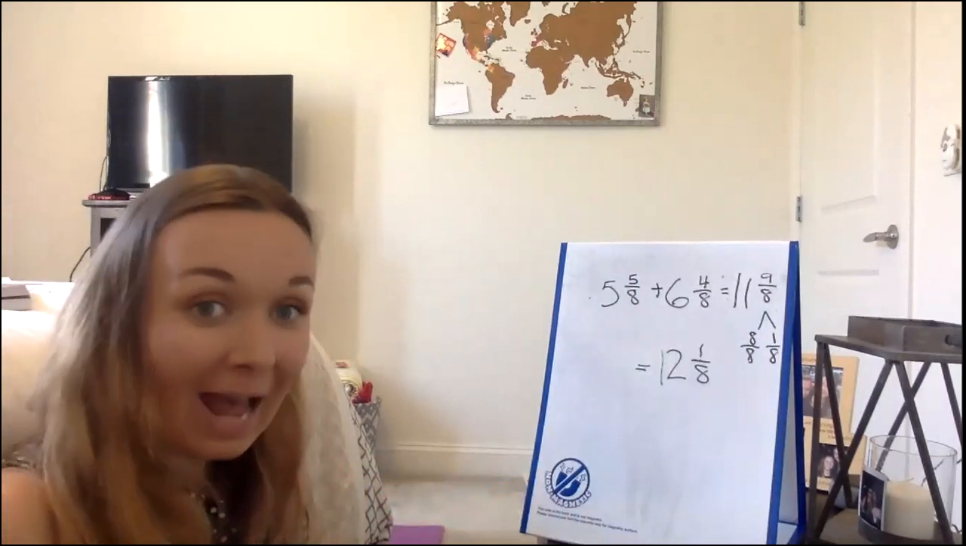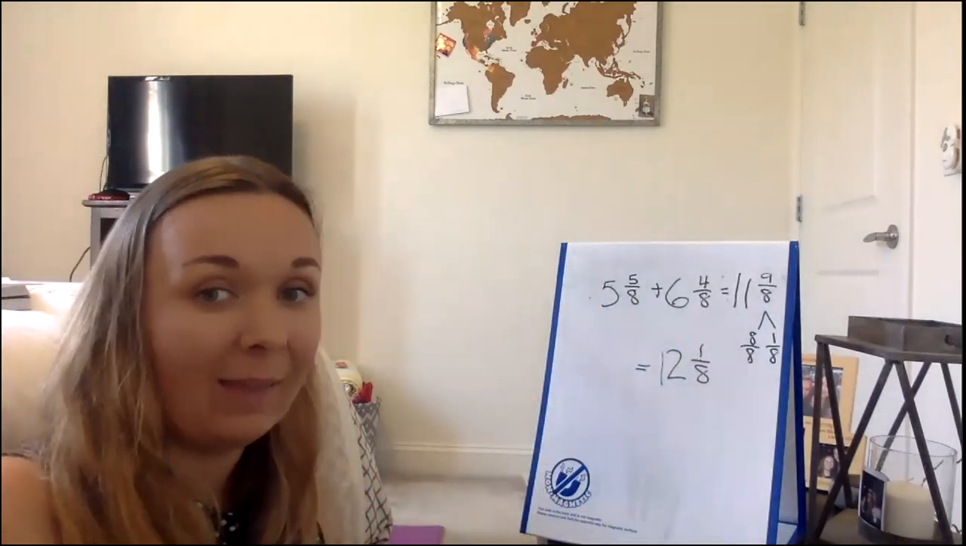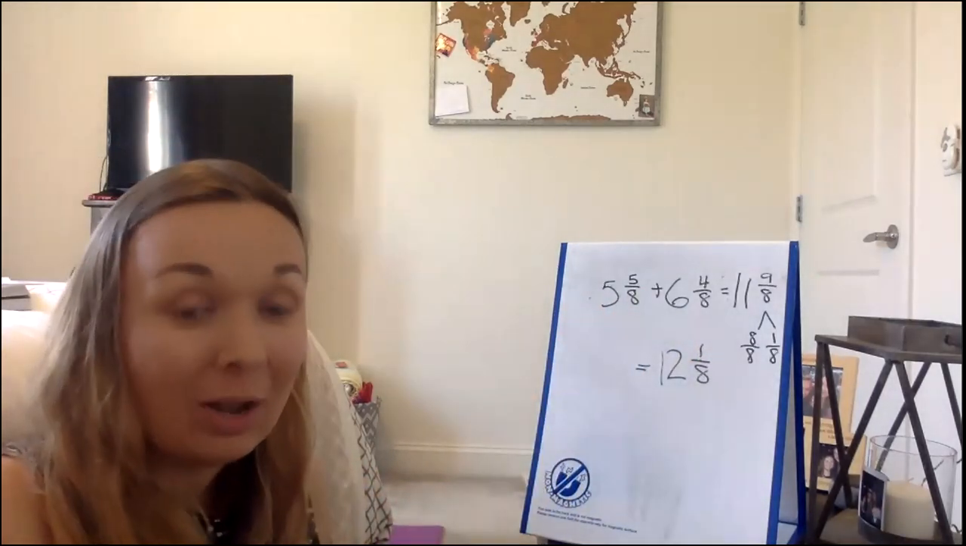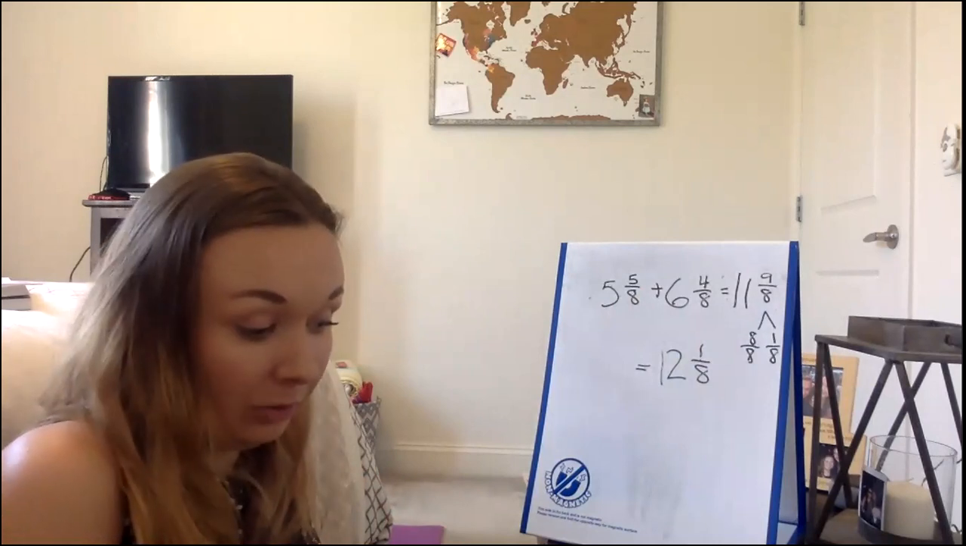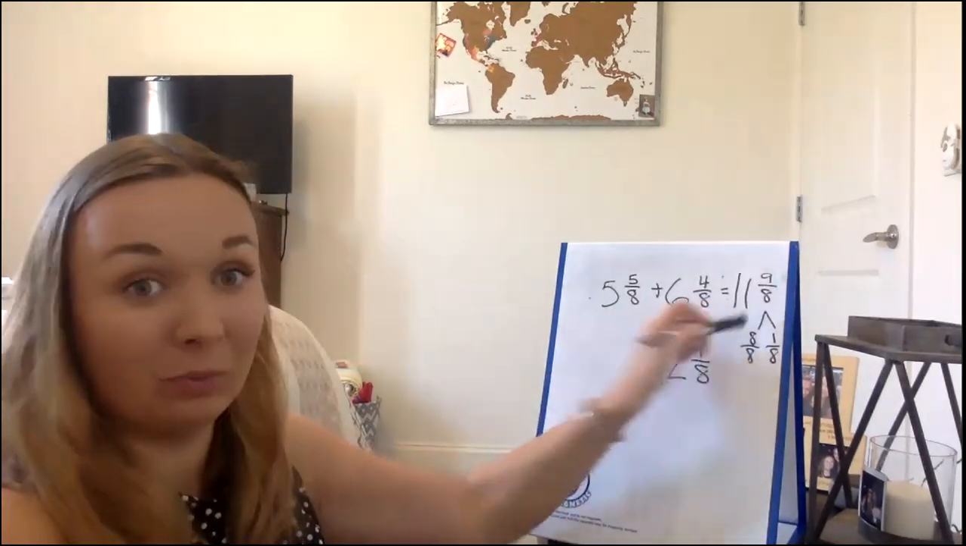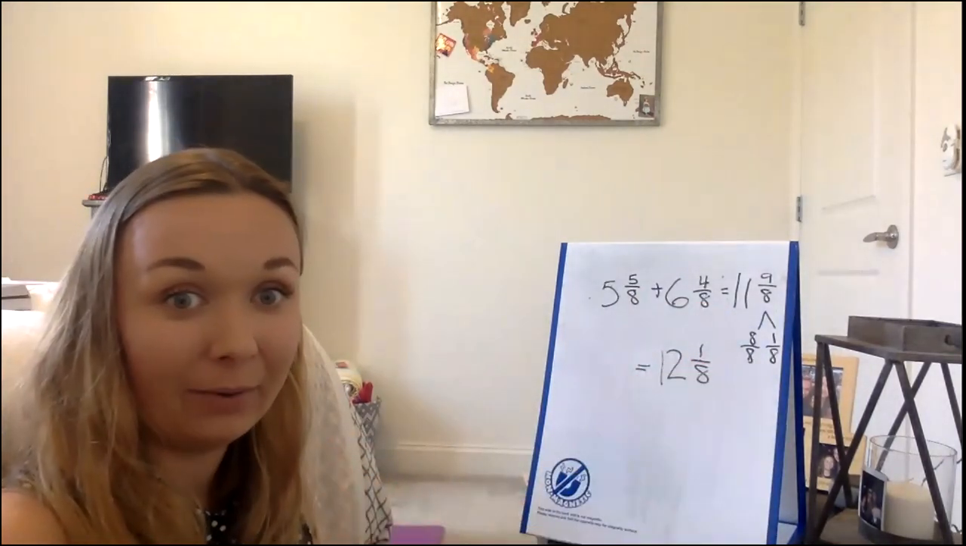So again, when we add mixed numbers, we add the fractions and the wholes separately, and then we need to look, is my fraction bigger than a whole? Can I pull out any extra wholes? Sometimes we won't have to. In this case, our fraction was bigger than a whole, so we needed to do that extra step of pulling out a whole.